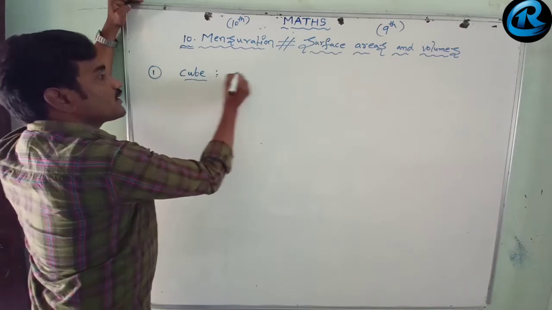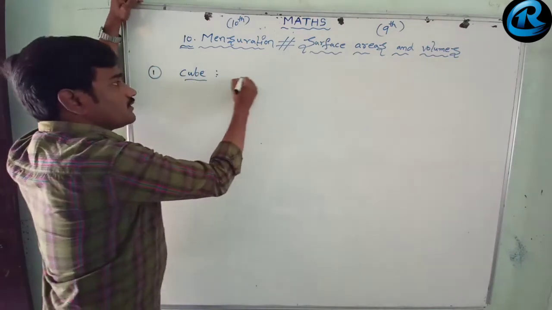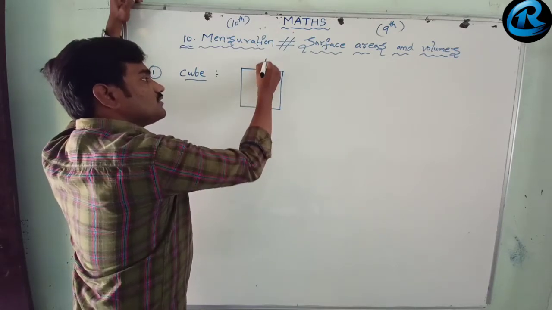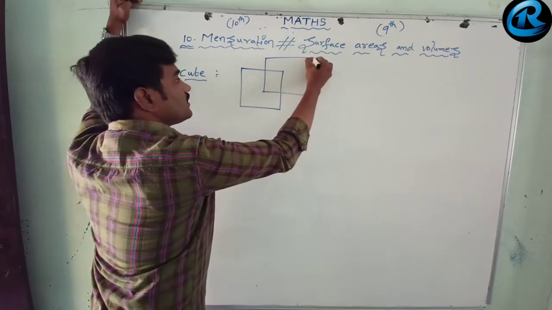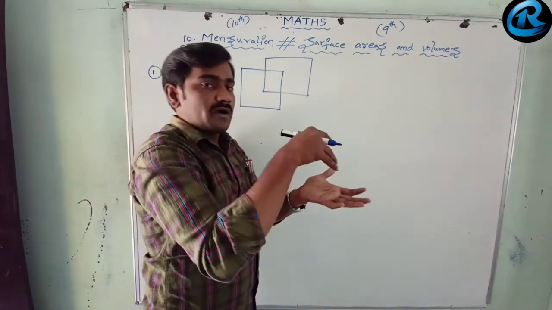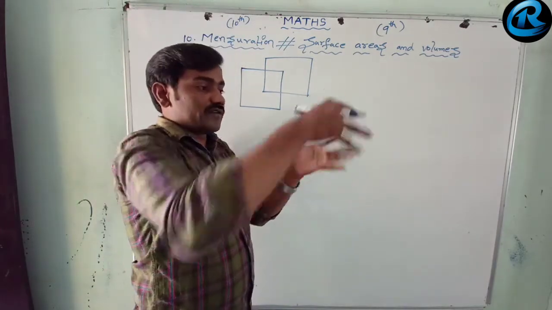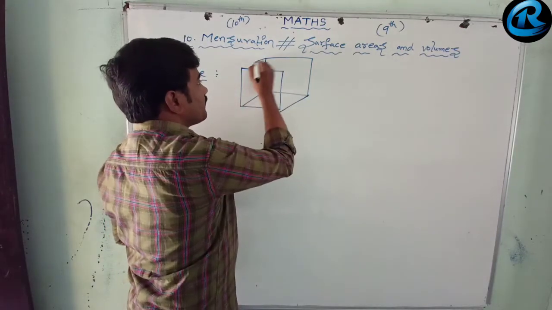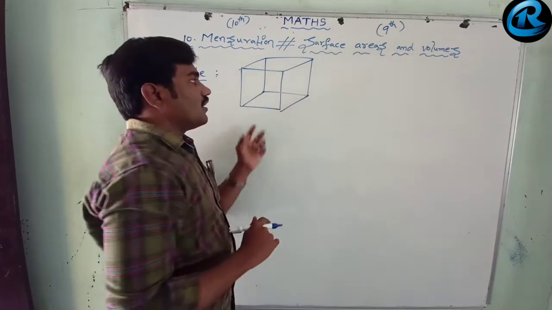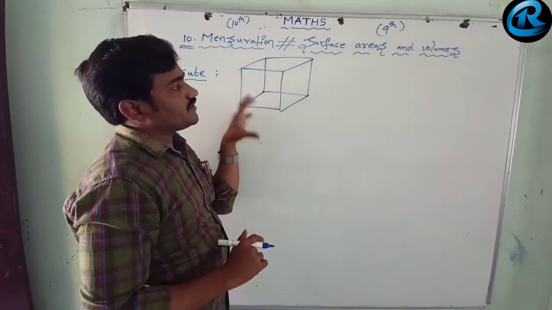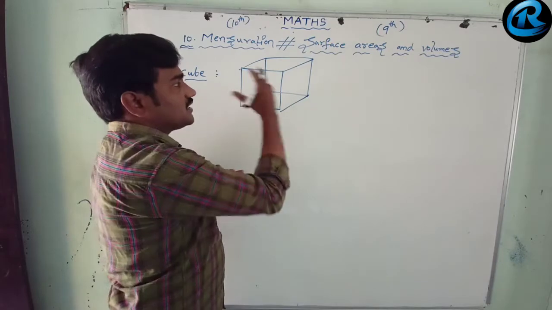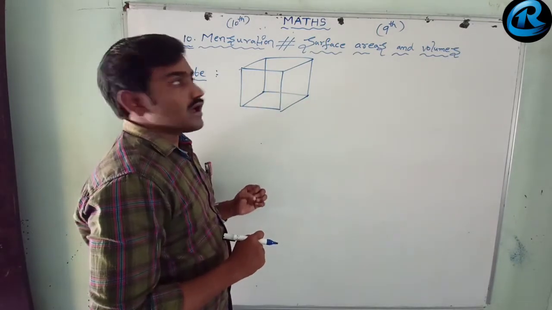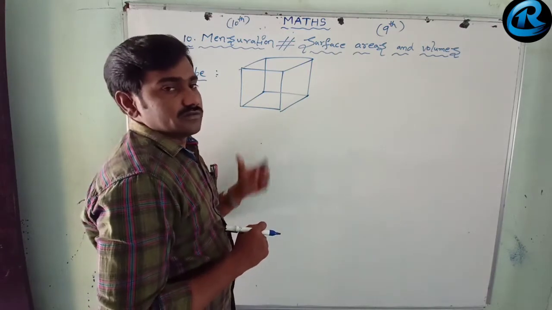Cube. Let me draw a cube. Here, the cube is made up of squares kept one on another. All the square-shaped papers, if you keep one on another, will make a cube shape. You might have seen a Rubik's cube, where all the sides are in the square shape. There are 6 faces, 8 vertices and 12 edges for the cube.